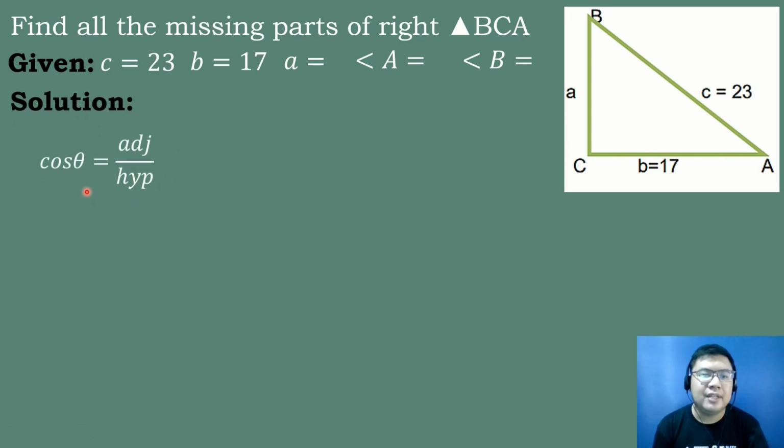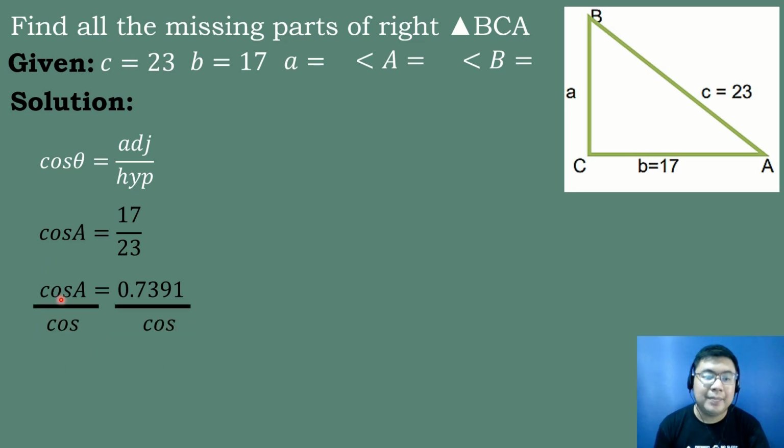So we have cosine theta is equal to adjacent over hypotenuse. Let's substitute the value of adjacent. So adjacent is equal to 17. Then over the hypotenuse, the value of C is equal to 23. So we are looking for the value of angle A. So we have cosine A. So let's divide this number. 17 divided by 23 is 0.7391. And then we will take the inverse cosine of both sides to get angle A. And then cosine will be cancelled out.